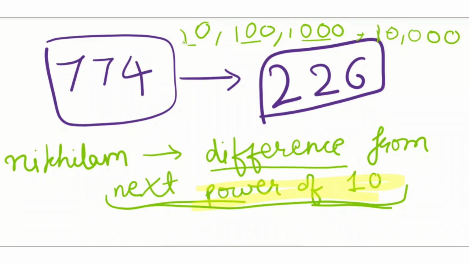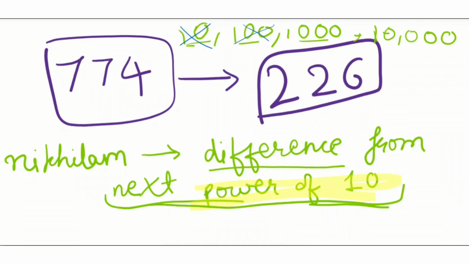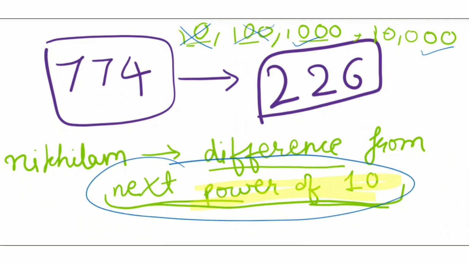774 is greater than 10, so that is eliminated. 774 is also greater than 100, so that is also eliminated. 1,000 is greater than 774, so yes, that can be. 10,000 is also greater than 774. So how do you select the next power of 10? The next power of 10 in this case will be 1,000 because it's the closest to 774, right? 10,000 is too far away.